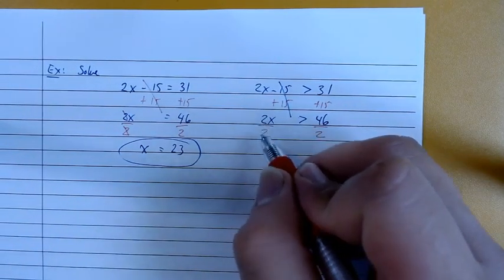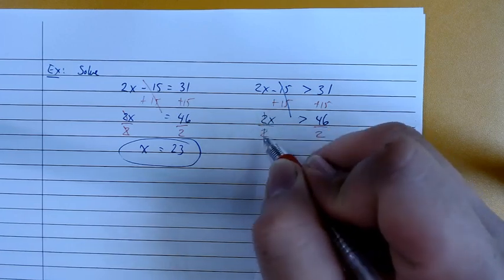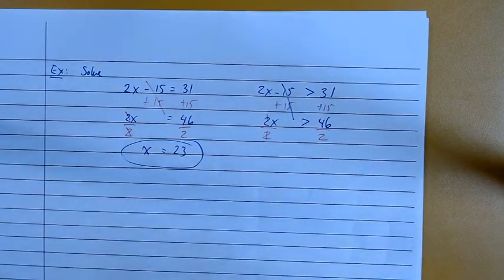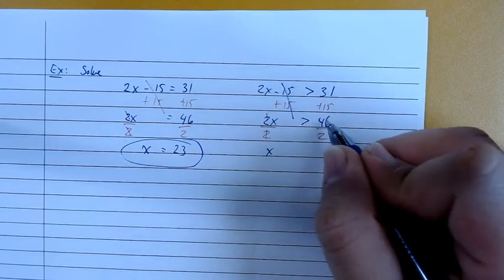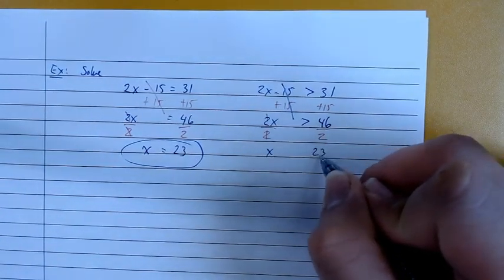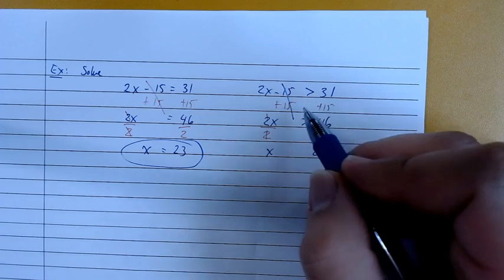Okay, 2 divides by 2 gives me the number 1. That's 1x. That's what I was after. On this side, 46 divided by 2 is 23. This is not an equal sign. It's a greater than symbol.